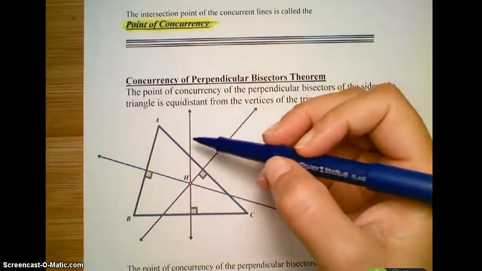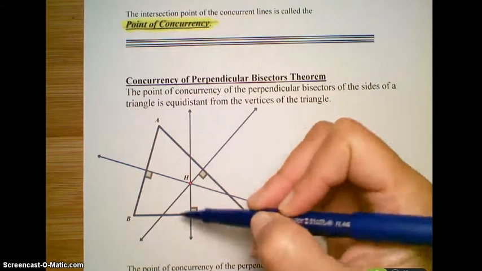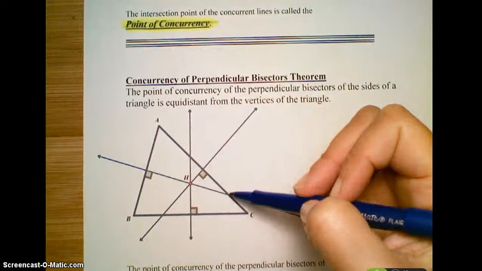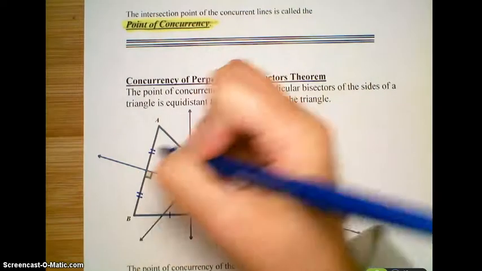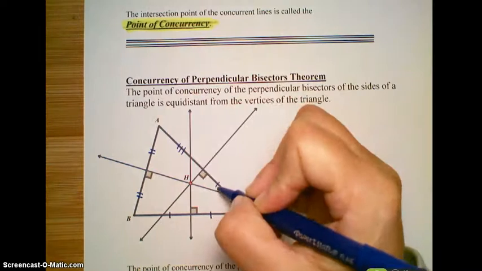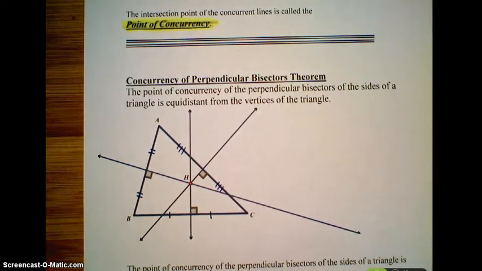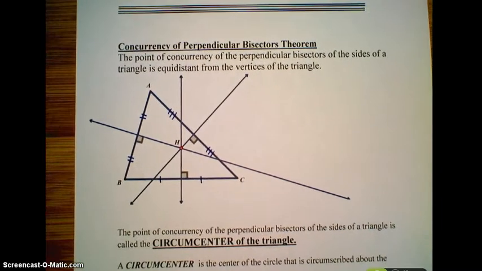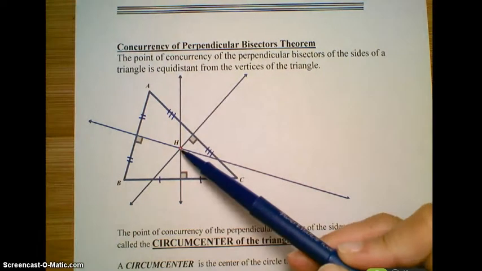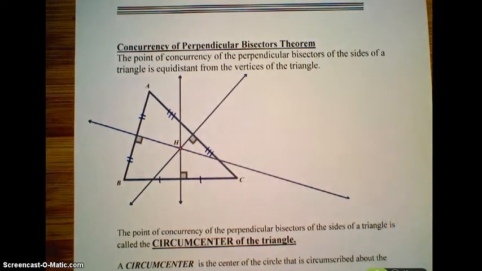So in this picture, you can see these 3 lines are the perpendicular bisectors. Let's go ahead and mark them. They're marked perpendicular, but they weren't marked as bisectors. And then this point H, we're going to call that the circumcenter. It's the point of concurrency, the point where the perpendicular bisectors meet.